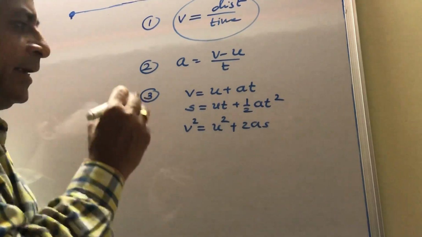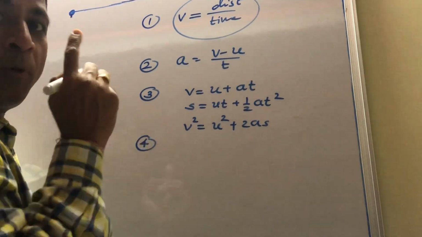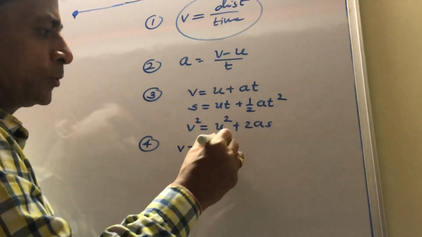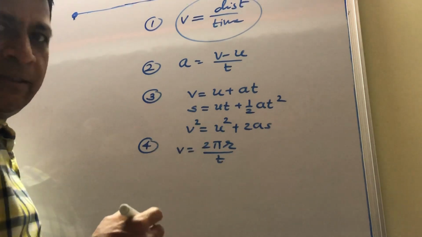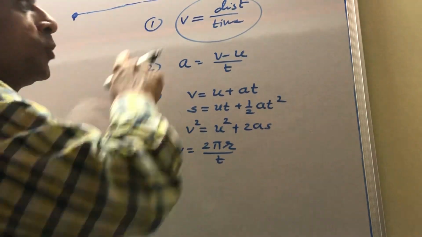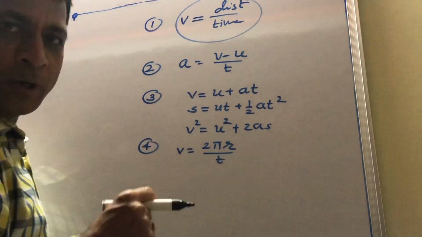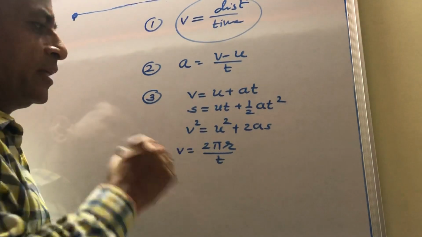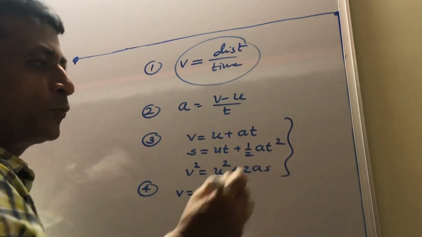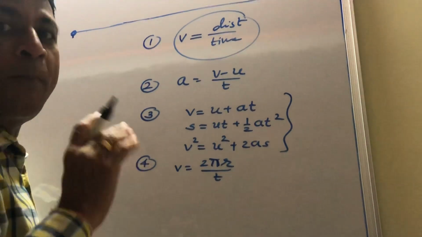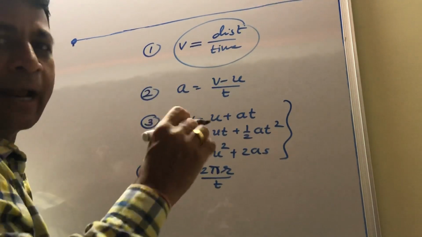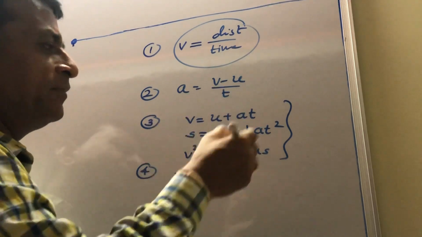And the fourth one, for uniform circular motion, v is equal to 2 pi r upon t. So these are the different formulas for this chapter. Please remember all these formulas. The three equations of motion we also have to derive with the help of a graph. You do not need to draw the graph here, but actually draw a graph and the derivation is done with the help of the graph.